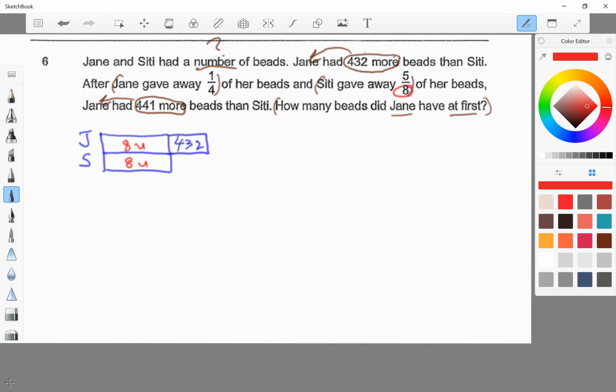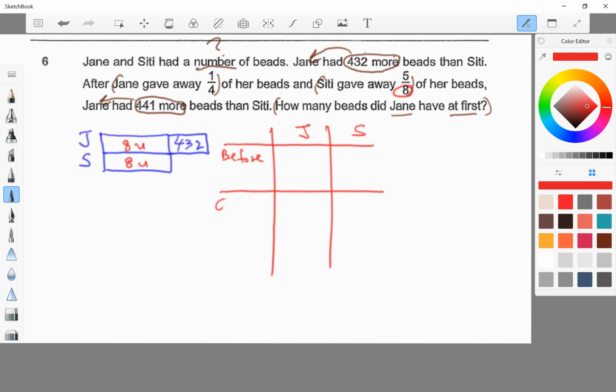So if the model is done properly, Jane has 8 units plus 432, whereas Siti will be just 8 units by itself. And having done that, the next step that I got to do is to draw this thing called the BCA, before change after ratio table. Alright, so I have J for Jane, S for Siti, and I will proceed to complete my ratio table. So follow through, and I hope that you will be able to solve this question together with me.